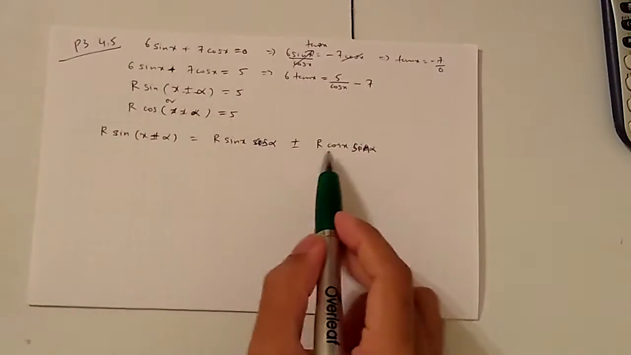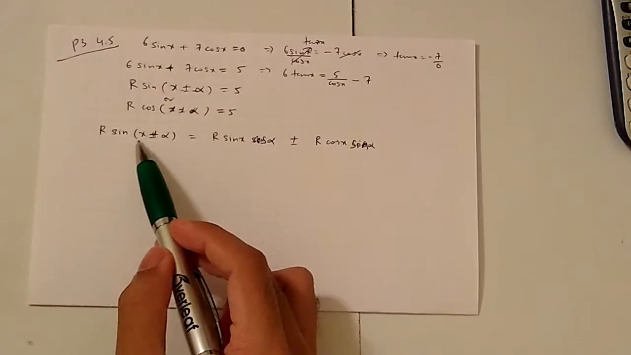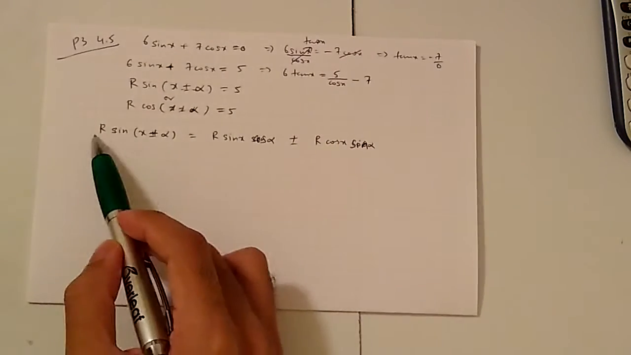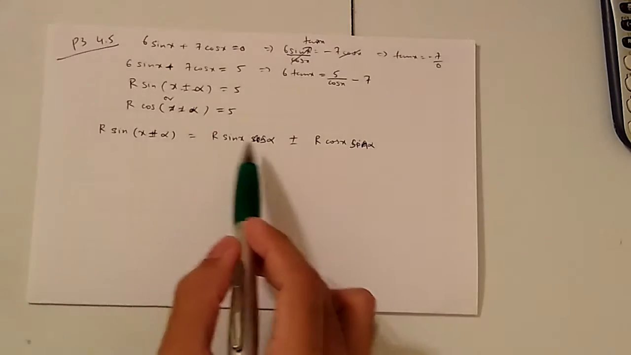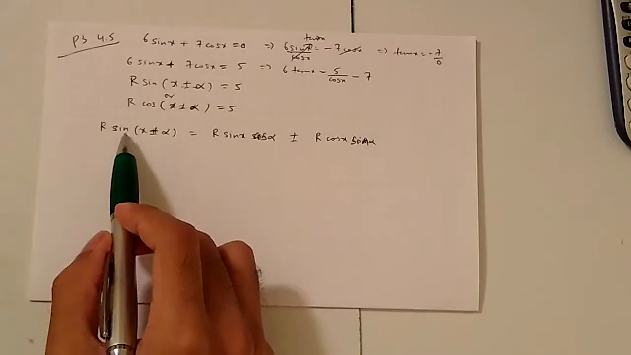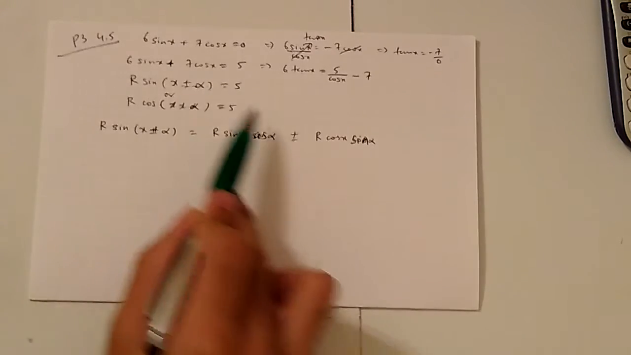Sine x cos alpha plus minus cos x sine alpha is basically your compound angle formula for the sine ratio. Over here, the r just gets multiplied to both of them. Once you get this, the first step, if you want to use this form, is to expand it and then compare it to what you have.